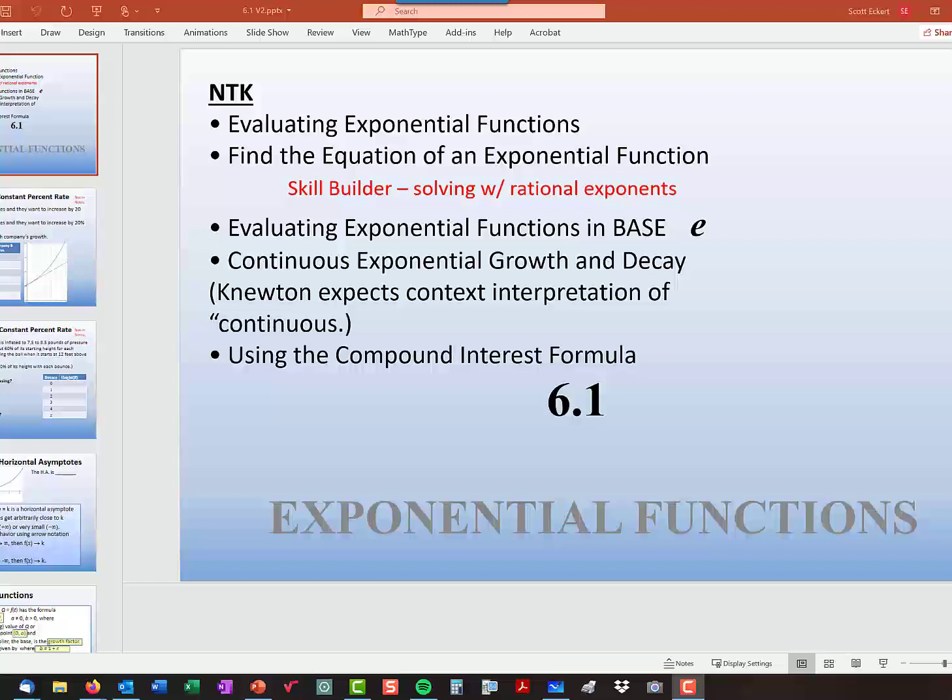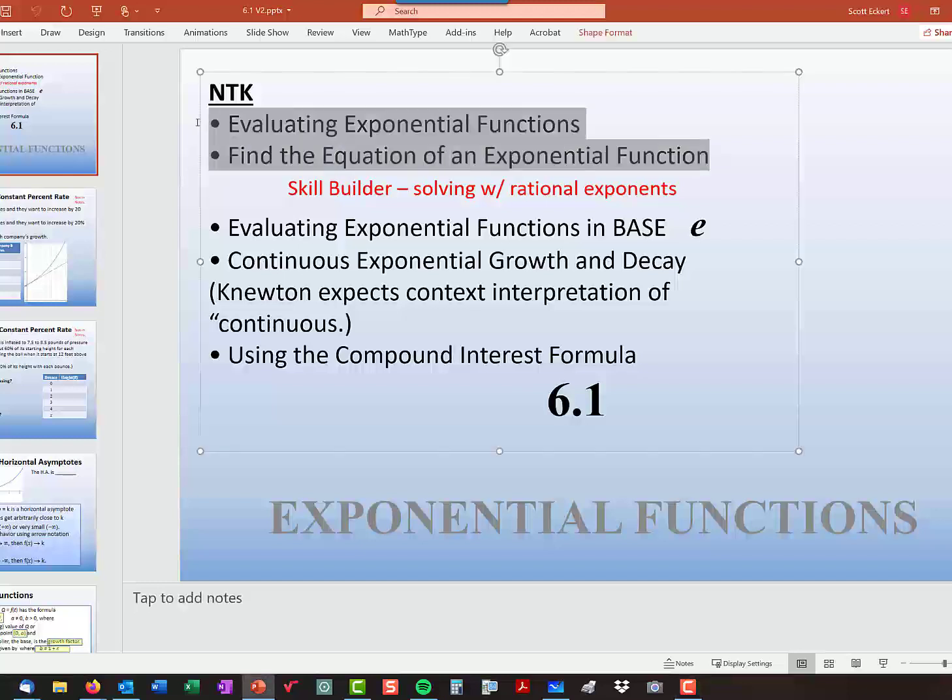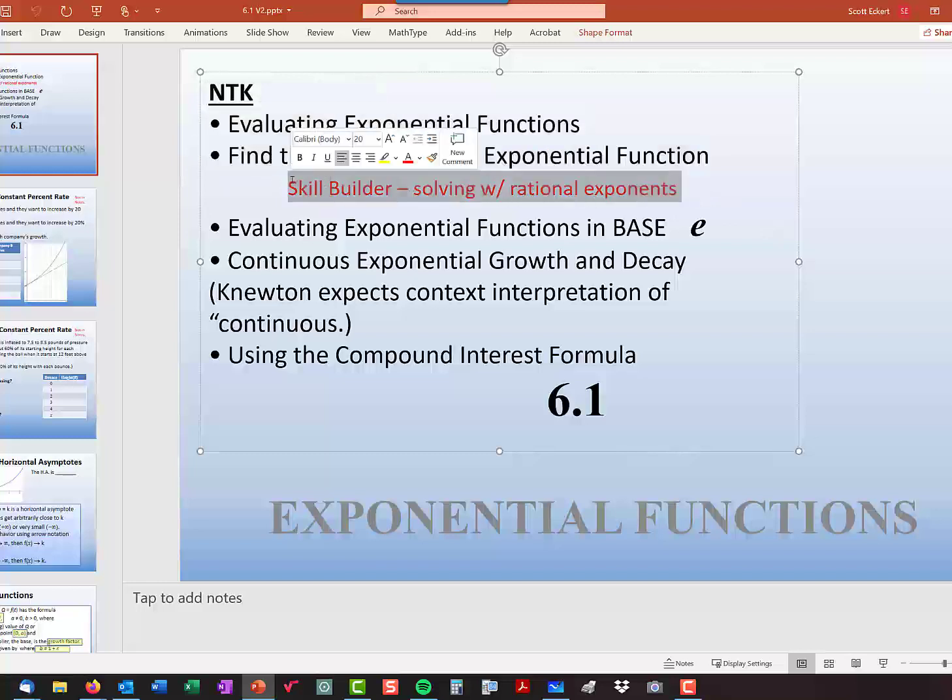It is part 2 of lesson 6.1 for pre-calculus in our Math 176 course. And part 1 has already covered a couple of these topics here. The first two items, we've pretty much nailed those down. So those are done. Actually, the skill builder is done also. If you watch the YouTube recording of lesson 6.1 part 1, you've got that skill builder practice as well.